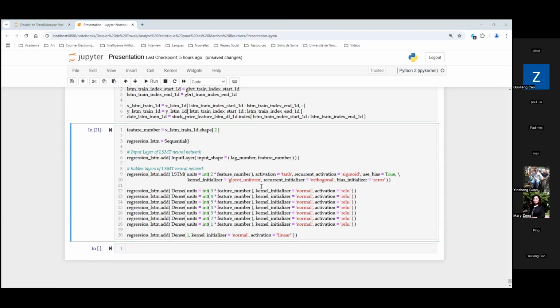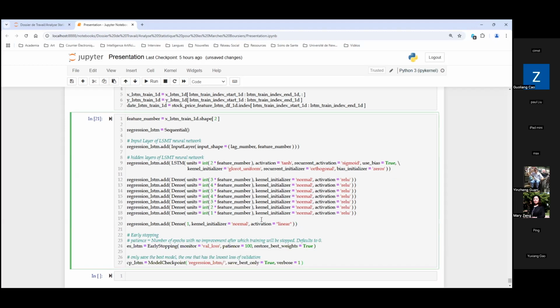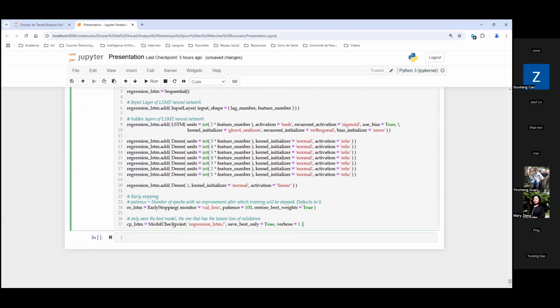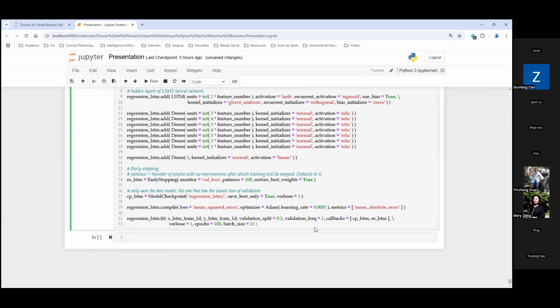Then we can set early stopping, and we can save the best model during the training or during the validation. Then we compile and we run the TensorFlow neural network. Here I split the training data into two parts. 90% of the data are used for training, 10% are used for validating. And the batch size and the epochs are set. So let's run this model.